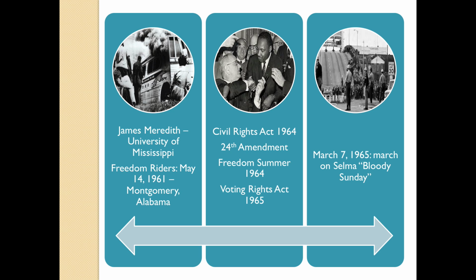The 24th Amendment also passed while Johnson is president, which ended the poll tax. You can't force people to pay a tax in order to vote. We get the Freedom Summer of 1964 as a result, trying to crisscross the South again to get as many blacks registered to vote as possible. And then the Voting Rights Act of 1965, which ended literacy tests in order to be able to vote.